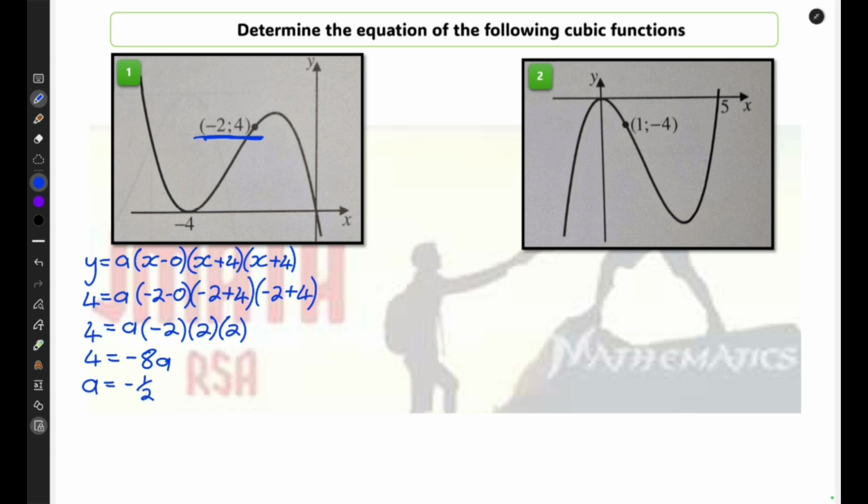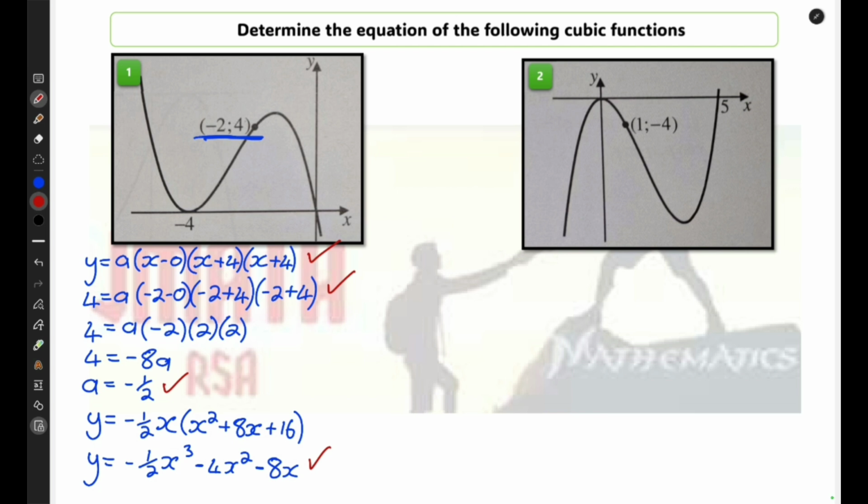So now I just need to sub that into the first line and FOIL the brackets. So y is equal to minus a half, x minus 0, I can just say this is x. And then I can FOIL the last two, so x squared plus 8x plus 16. And therefore my final answer would be minus a half x cubed. Then 8 times minus a half gives me minus 4x squared. And then 16 times negative a half gives me minus 8x. That is my final answer.